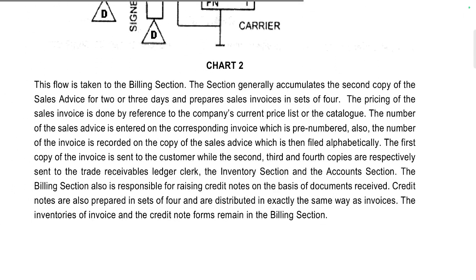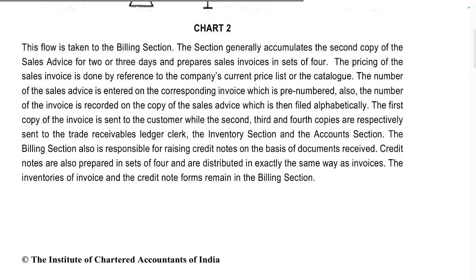The second copy of the sales invoice is accumulated. The proposed sales invoice is priced in reference to the company's current price rate catalog. The number of the sales invoice is entered into the corresponding invoice register, which is a pre-numbered series, along with the invoice account number. A copy of the sales advice is filed alphabetically. The first copy of each invoice is sent to the customer. The second copy is sent to the trade receivable ledger, inventory section, and accounts section.